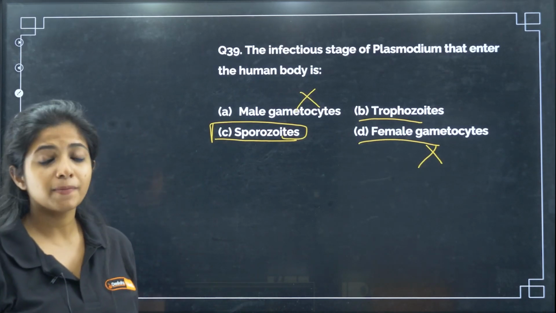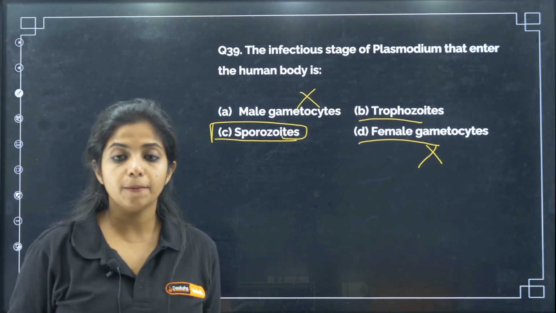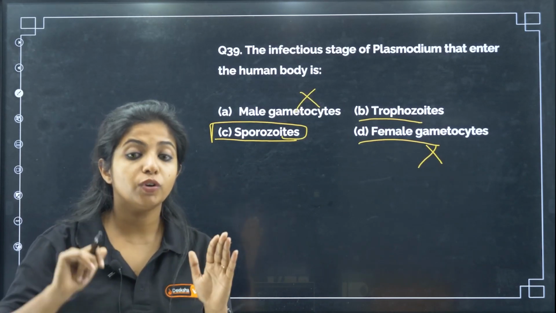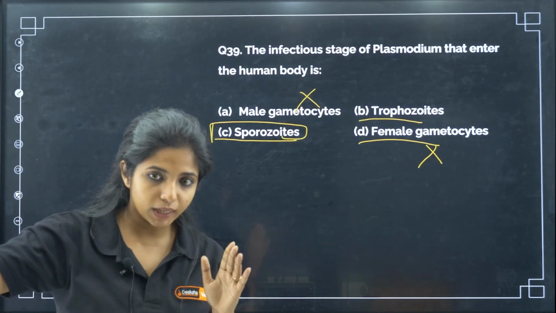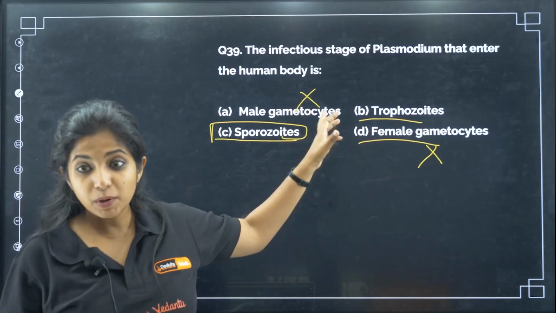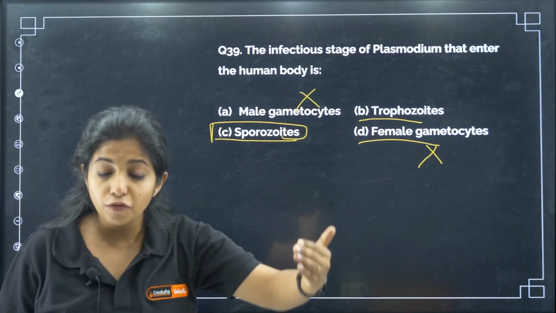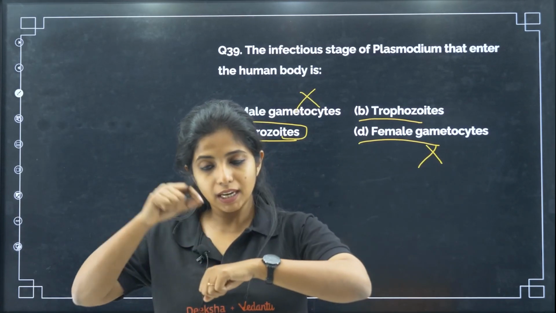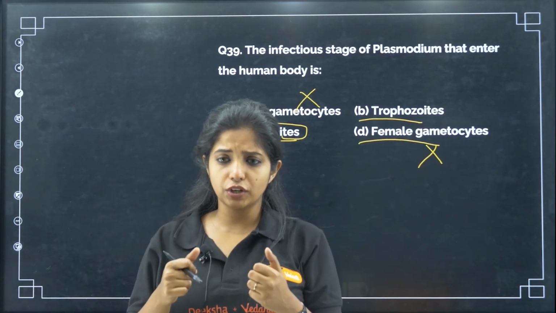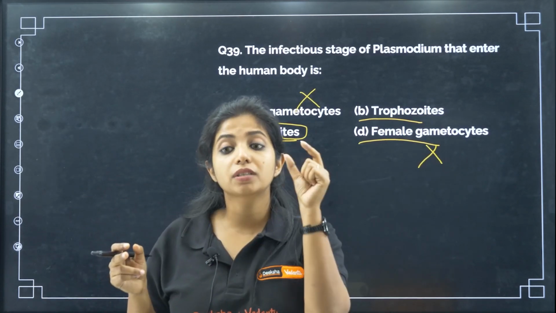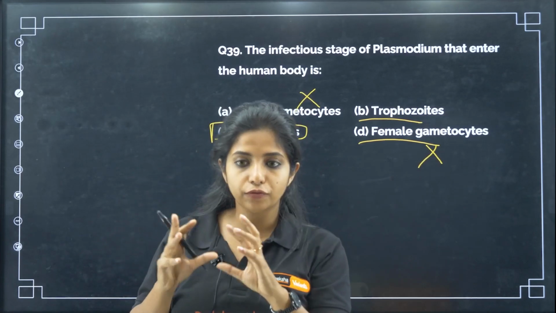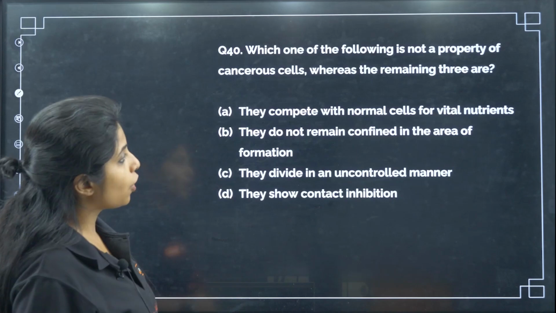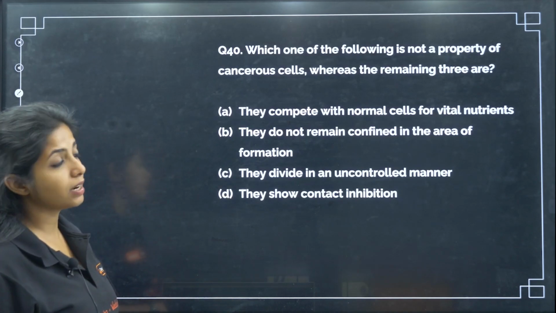I also want to tell you something: in the human body, Plasmodium never undergoes reproduction. Reproduction of Plasmodium occurs in the mosquito only. They form gametocytes, which are the stages that will again form gametes. These gametocytes produced in the human body are taken up by the Anopheles mosquito. In the gut of the Anopheles mosquito, the gametocytes will form gametes and later fuse. Always remember that.